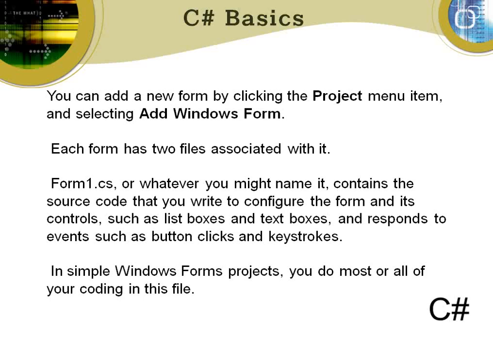You can add a new form by clicking the Project menu item and selecting Add Windows Form. Each form has 2 files associated with it. Form1.cs, or whatever you might name it, contains the source code that you write to configure the form and its controls, such as list boxes and text boxes, and responds to events such as button clicks and keystrokes. In simple Windows Forms projects, you do most or all of your coding in this file.